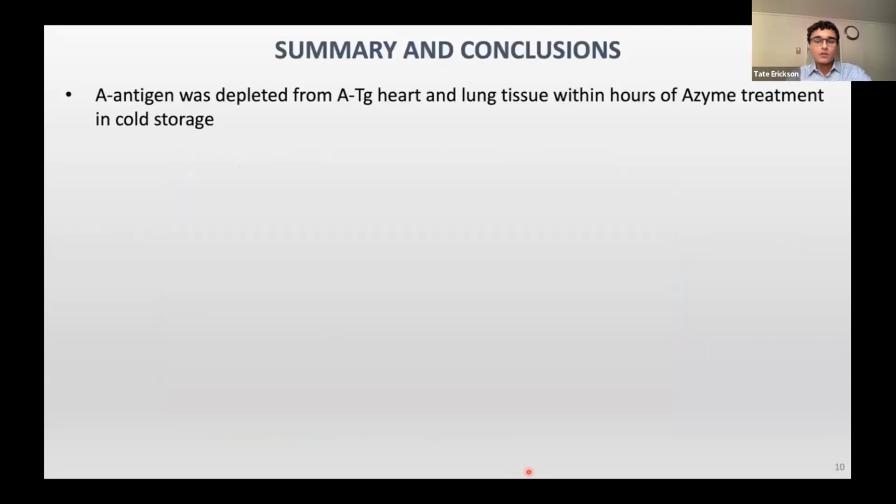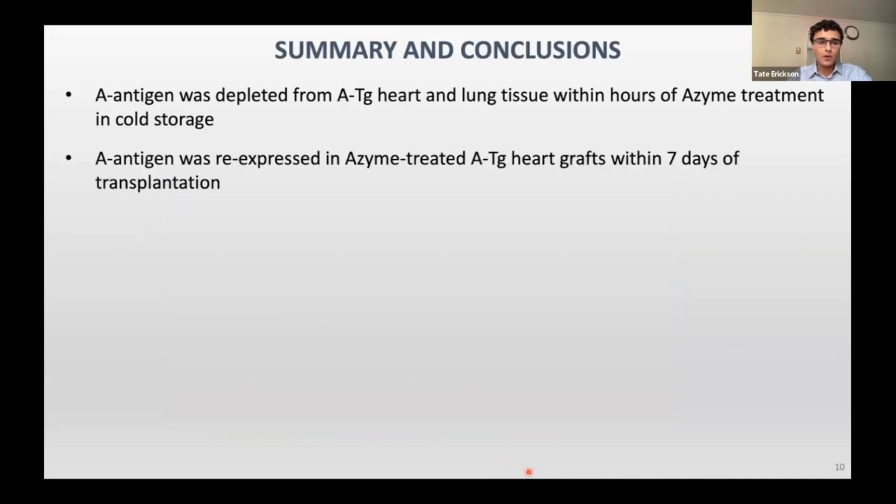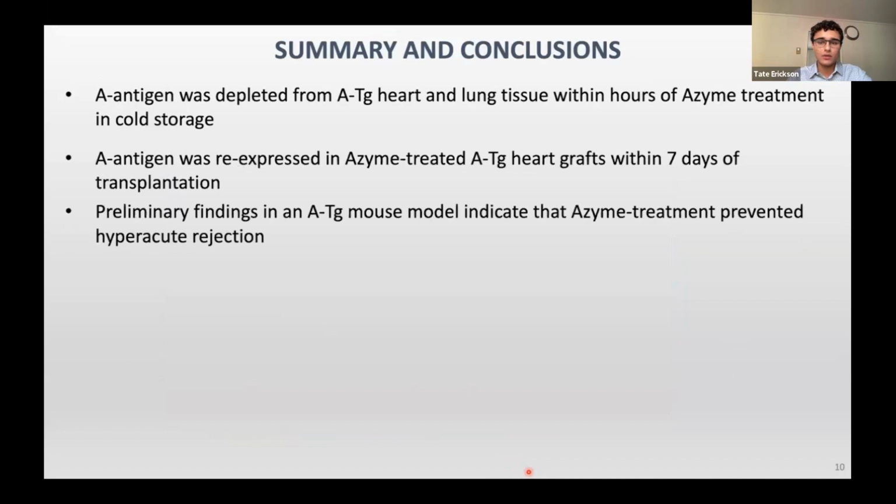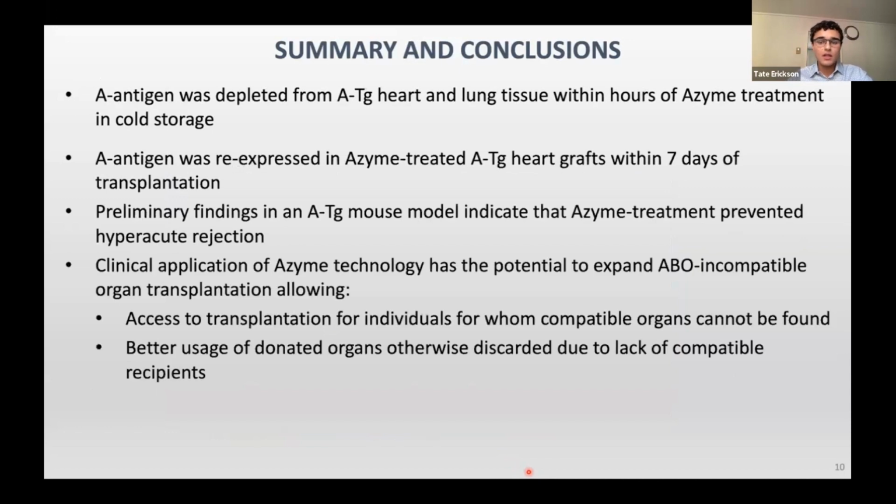In summary, A antigen was successfully depleted in vivo using AZymes and is gradually re-expressed by heart grafts within 7 days post-transplant. Our preliminary findings with our model of hyperacute rejection suggest that AZyme treatment is able to prevent hyperacute rejection, though longer-term antibody-mediated rejection studies may offer further insight into the relevance of this temporary A antigen depletion in avoiding graft rejection. Clinical application of this technology may permit additional ABO-incompatible transplantation, which could offer life-saving treatment for patients for whom compatible organs may not be found, and also utilizing organs that may otherwise be discarded.